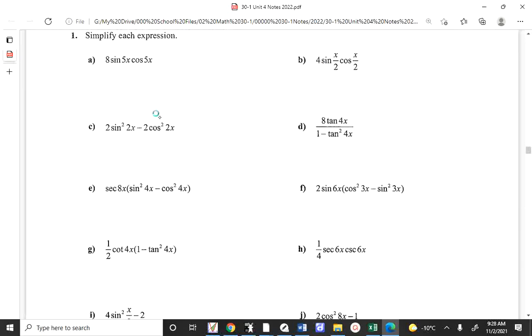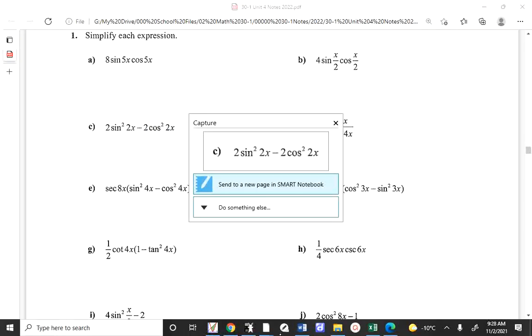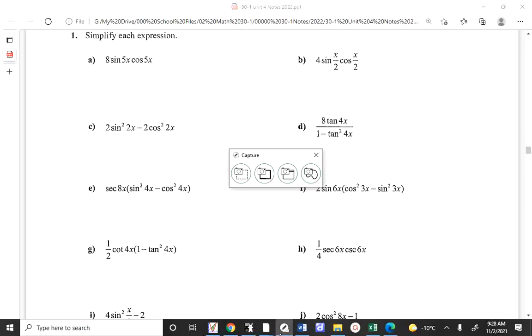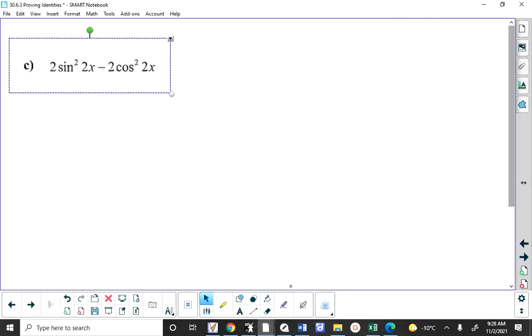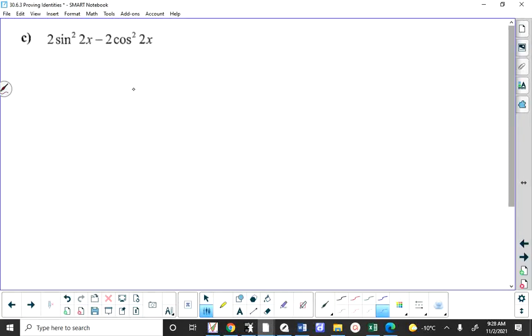Is it this one? 2 sine squared 2x minus 2 cos squared 2x? Okay. It's a good question because it's very closely tied to what we were just talking about. I want to talk about the double angle identity, and I'm going to use the cosine double angle identity here because this is going to be connected to cosine.